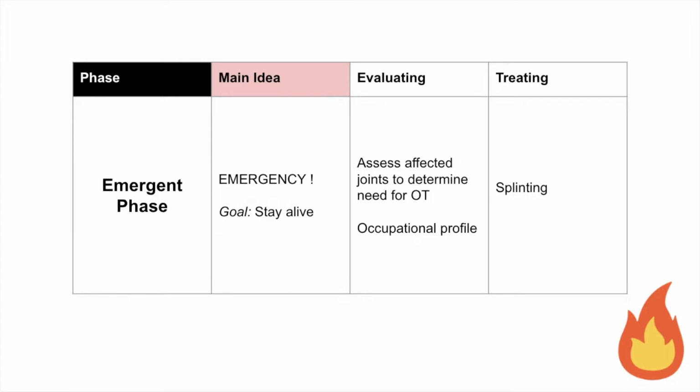So the emergent phase. The main idea here is that it is an emergency. The goal is to stay alive. This is right after the burn has happened. They're coming into the hospital. Think emergency. So when you're evaluating them, you're going to assess the affected joints and determine if they need OT. You might not be able to do very much in this phase. You may or may not be able to get an occupational profile as well. The patient very well could be unconscious or sedated, etc. For treating, you're really only going to do splinting at the most.